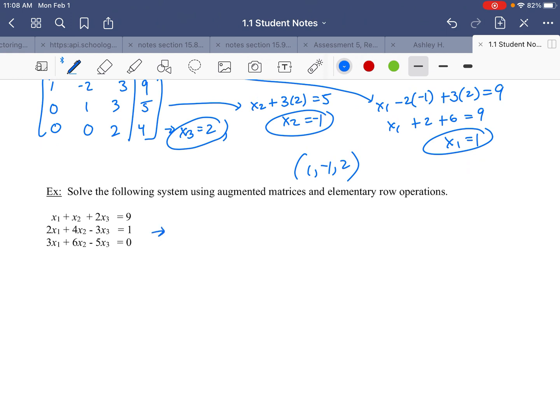So we'll go ahead and do this one too. All right, let's see. 1, 1, 2. Again, skip this, please. It might be a little bit redundant from what we did in class. 2, 4, -3, 3, 6, -5.